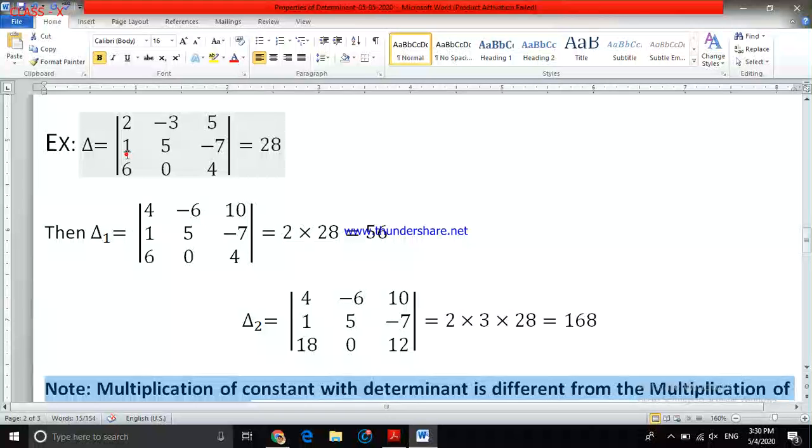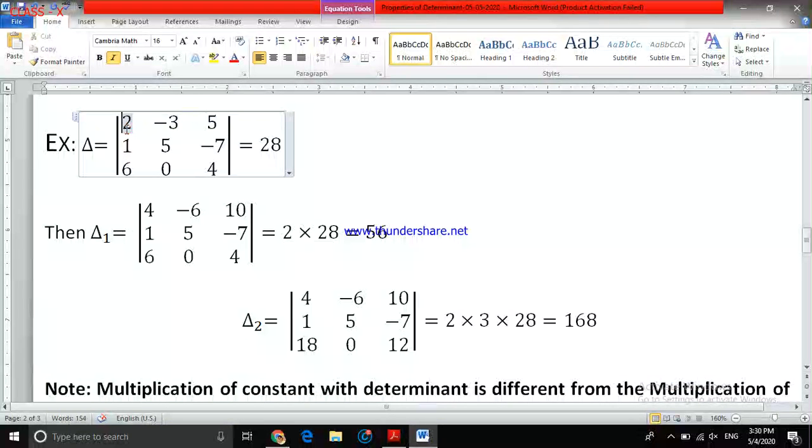unchanged. For example, here see, the first row I multiplied with 2: 2 into 2 is 4, 2 into minus 3 is minus 6, 2 into 5 is 10, but my second and third rows remain unchanged. But when I multiply a constant with a matrix, each and every row and each and every element has to be multiplied with that constant. When it comes to the determinant, it won't happen like this. Whichever column or row you multiply, only that particular column or row will change accordingly. The other two columns or rows won't change.